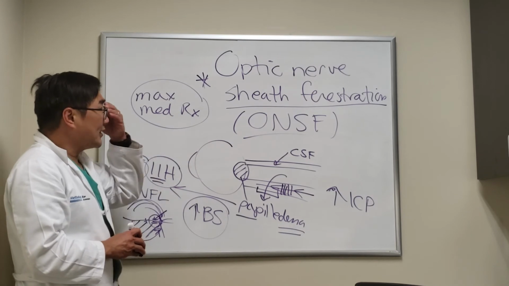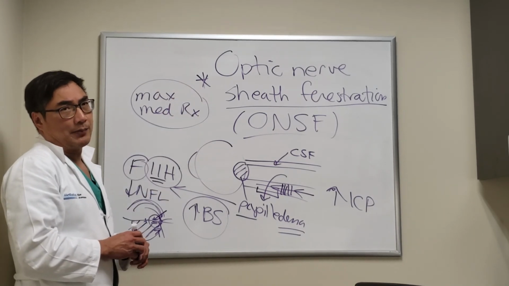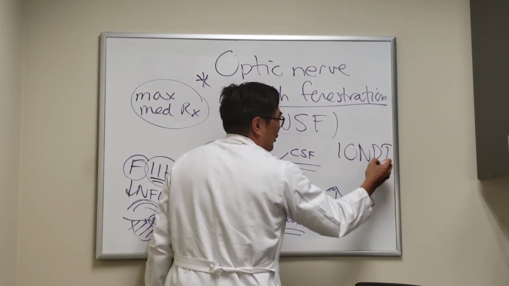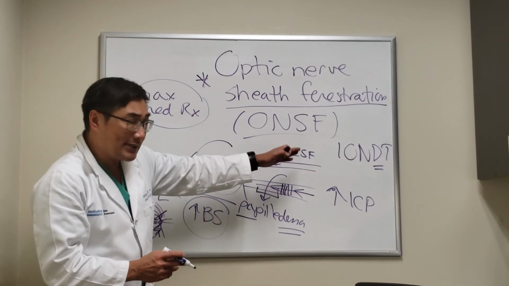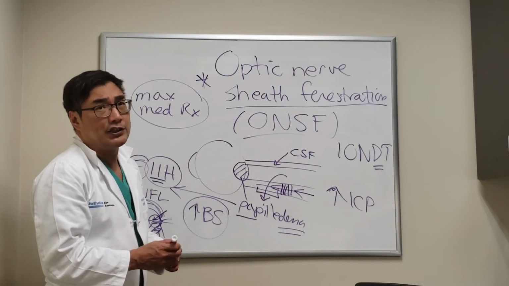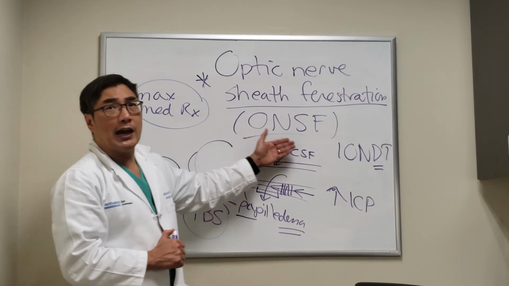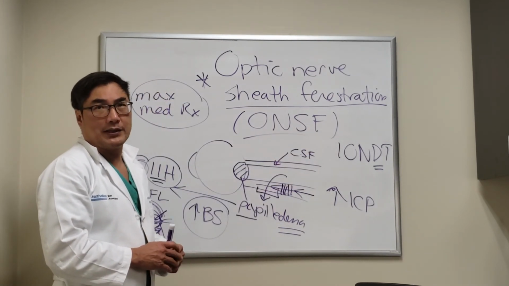Now, there was a study to look at doing sheath fenestration on non-arteritic anterior ischemic optic neuropathy. That was the ischemic optic neuropathy decompression trial. So they actually did decompressions using this same technique on ischemic optic neuropathy. And that study showed that not only did the sheath fenestration not help patients, it made their vision worse. So we do not do the sheath fenestration for non-arteritic anterior ischemic optic neuropathy anymore.